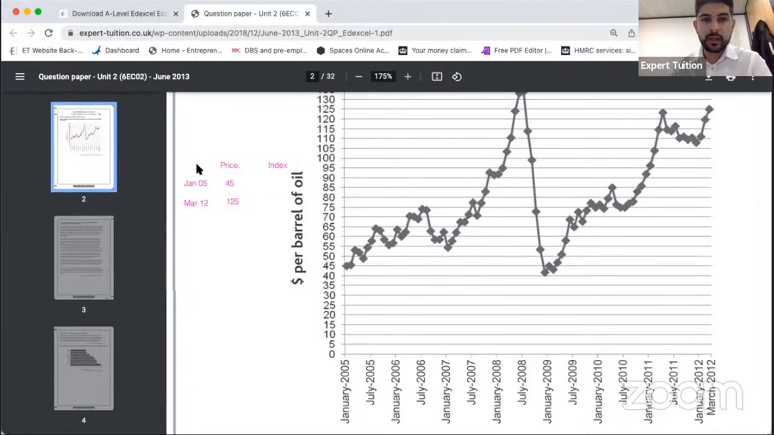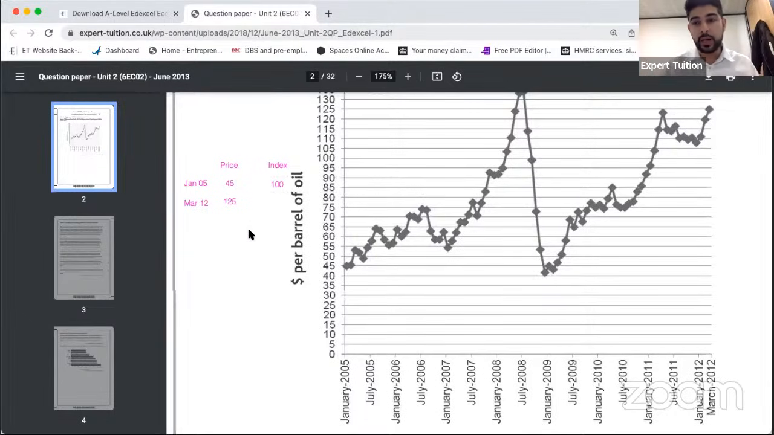Okay. Notice that I have two numbers. I need a third number. What is the third number? Well, it told us that the base year is set as January 2005. And what is a base year? A base year as an index is always set to the number 100. Do I now have the three numbers that I need to calculate this?